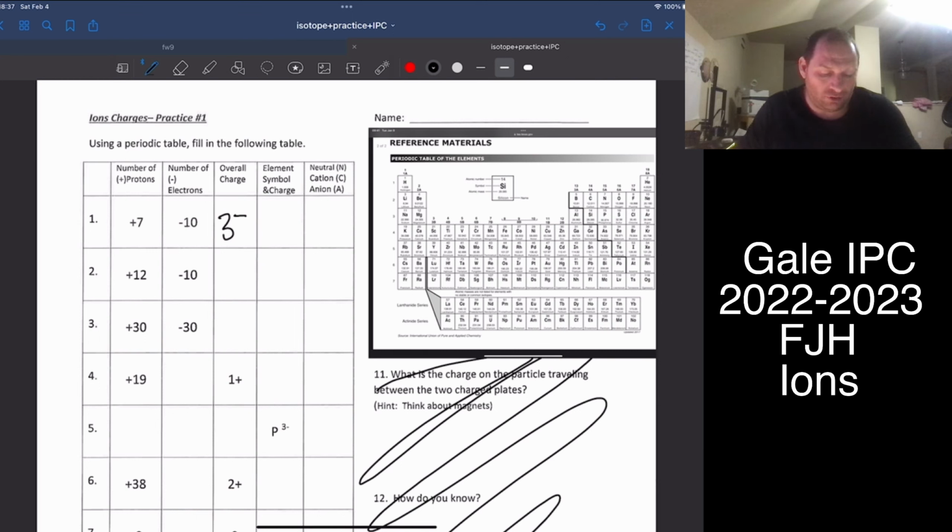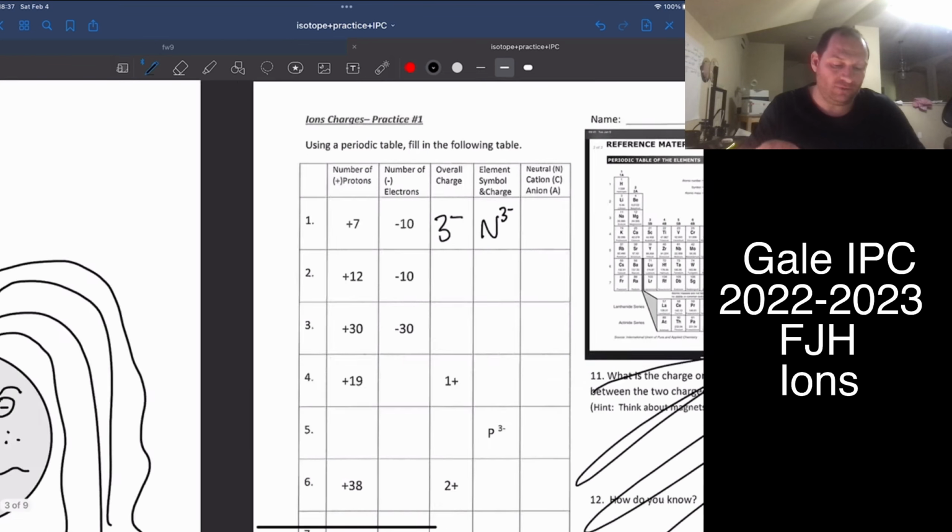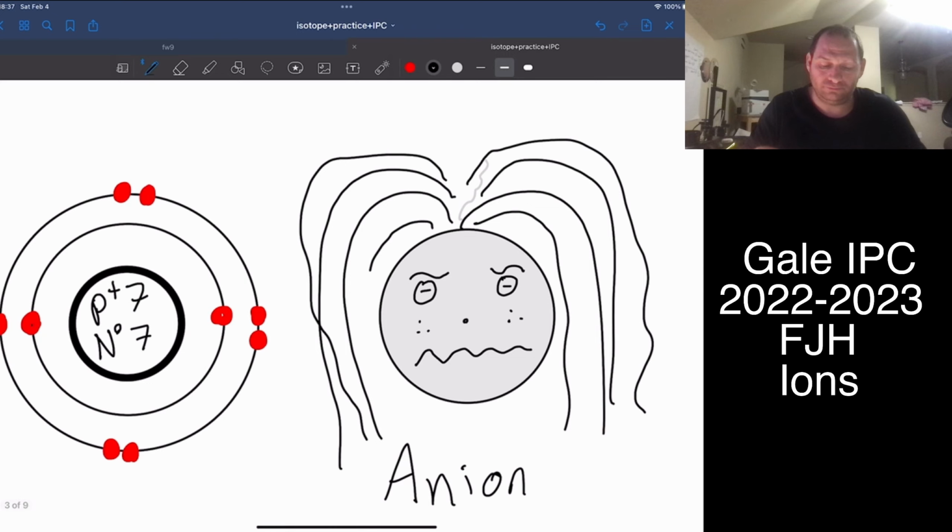All right, what's the element symbol and charge? We have nitrogen, just 7 protons. Nitrogen. Our charge is 3 minus. All right, so this has a negative charge, so that's going to be an anion. Remember, negative is an.